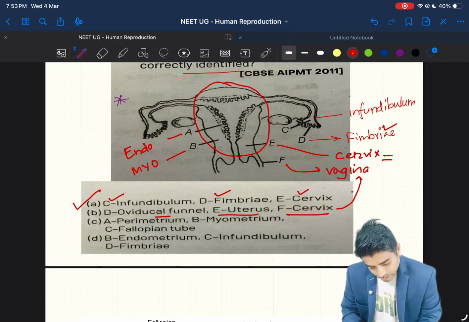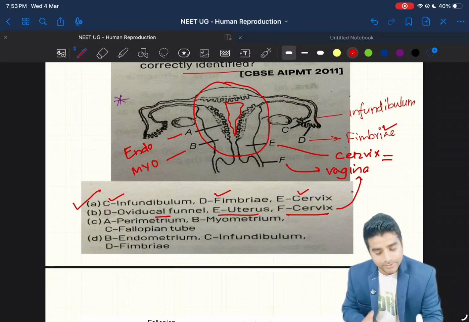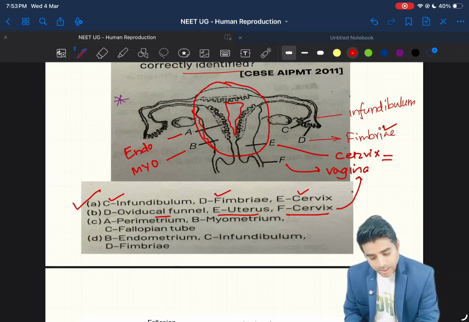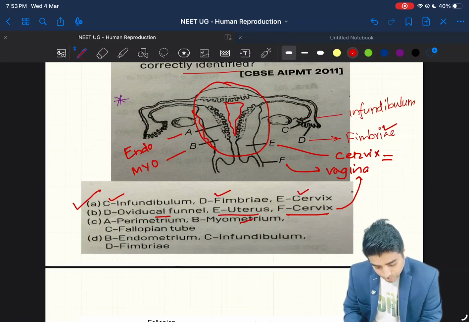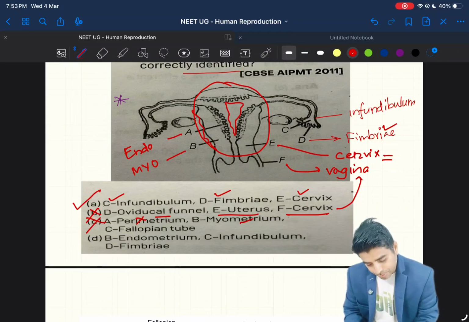Now the next option: A is perimetrium? No, A is endometrium, because it is inside the uterus, that is the uterine cavity. So inside the uterus is the endometrium, and in the middle layer is the myometrium. Perimetrium will be somewhere here, so perimetrium is not there. B equals myometrium, yes, this is true. C is infundibulum, or we can say fallopian tube. But A is not perimetrium, so this option is wrong.